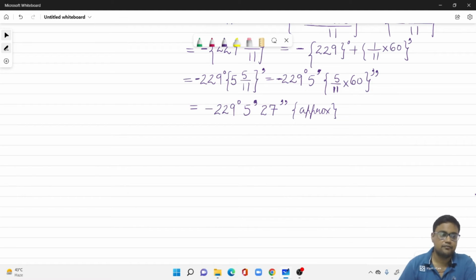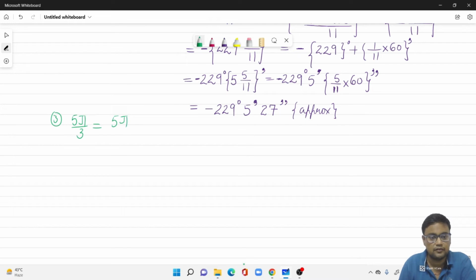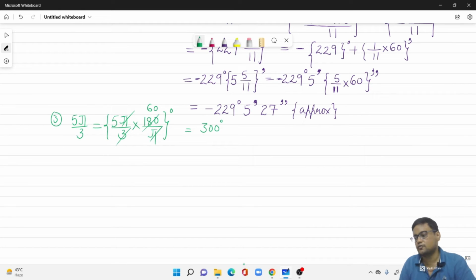5 pi by 3. The third is 5 pi by 3. This is in radians, so it is simple to convert it into degrees just by multiplying it by 180 by pi. So pi cancels out with pi, 3 cancels out, 180 by 3 is 60, 6 5s are 30, 300 degrees. Answer was quite simple, 300 degrees.